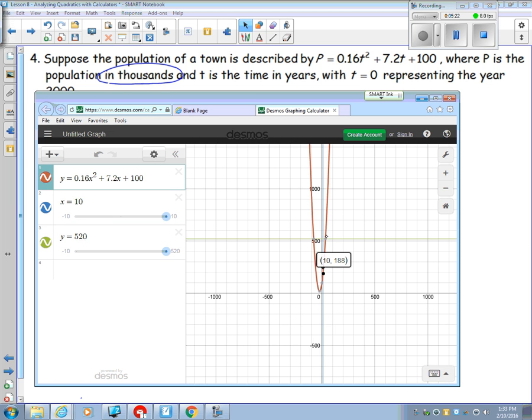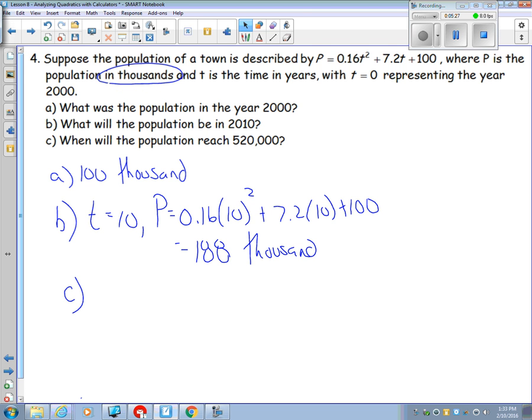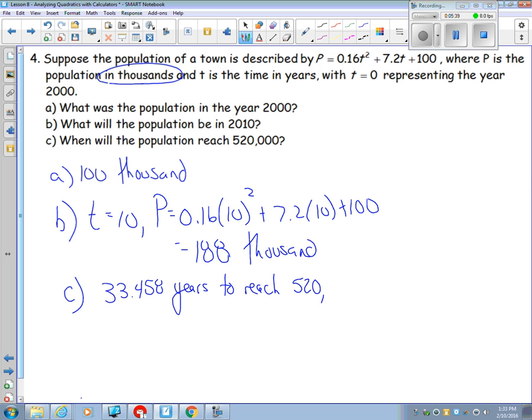Where's my intersection? It's right about there. Find that dot, 33.458. So it's going to take 33.458 years to reach 520,000. Okay, and there's how we can use some technology. So there's just a couple quick quadratic questions you can try using the technology again for your test. You'll have access to either your phone, the iPad, or a computer, somewhere you can go and use this technology. Okay, I'll arrange that with the teachers supervising you.